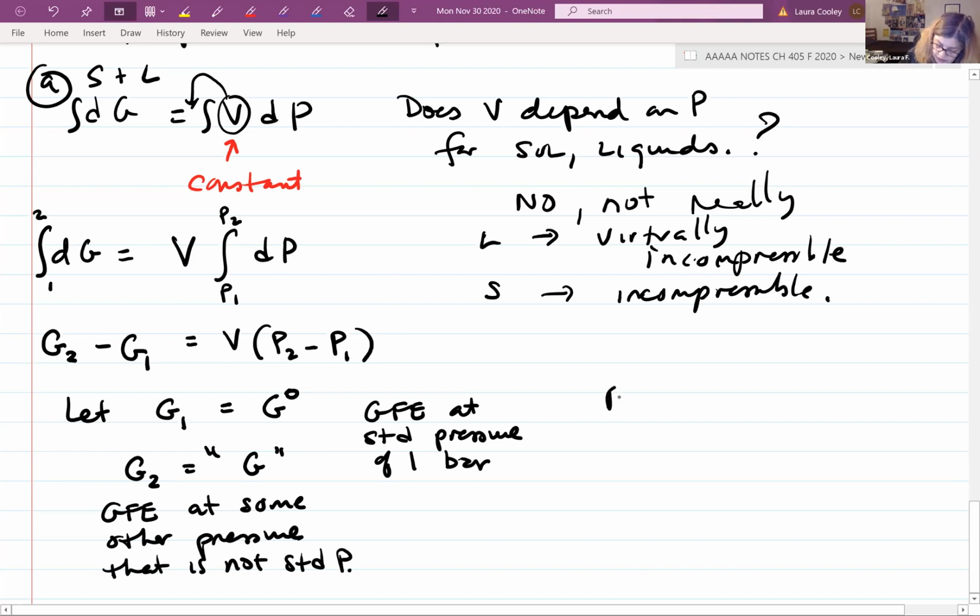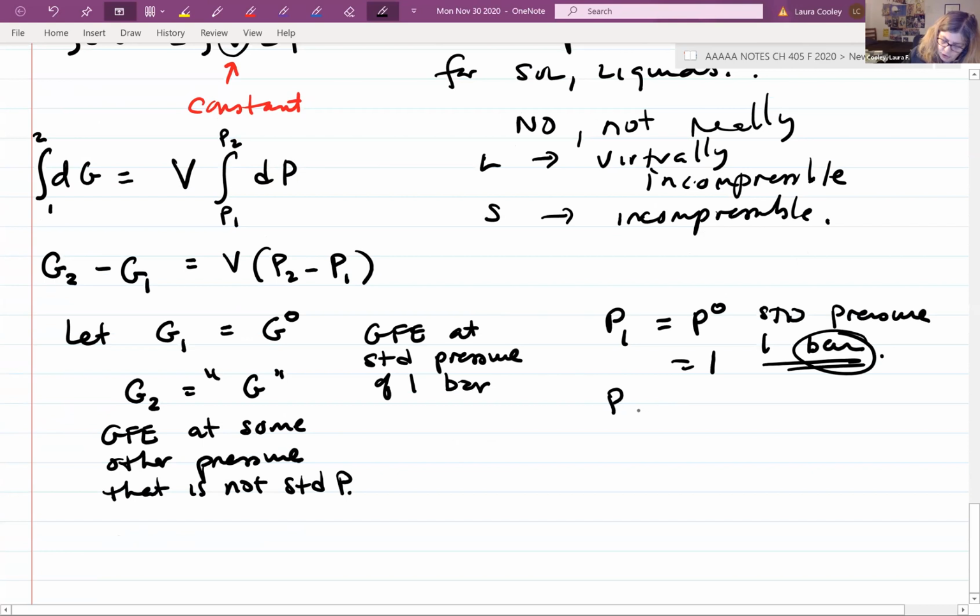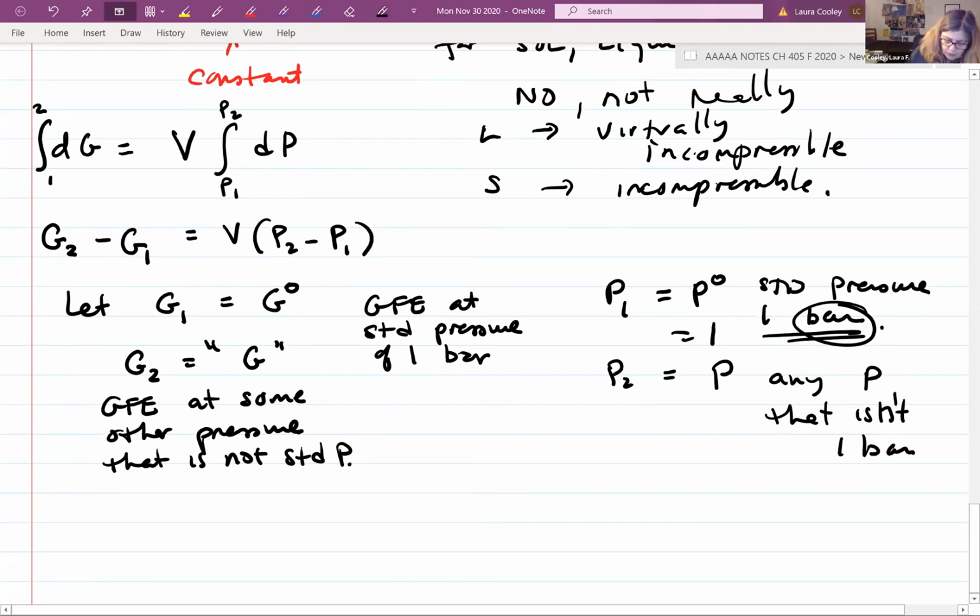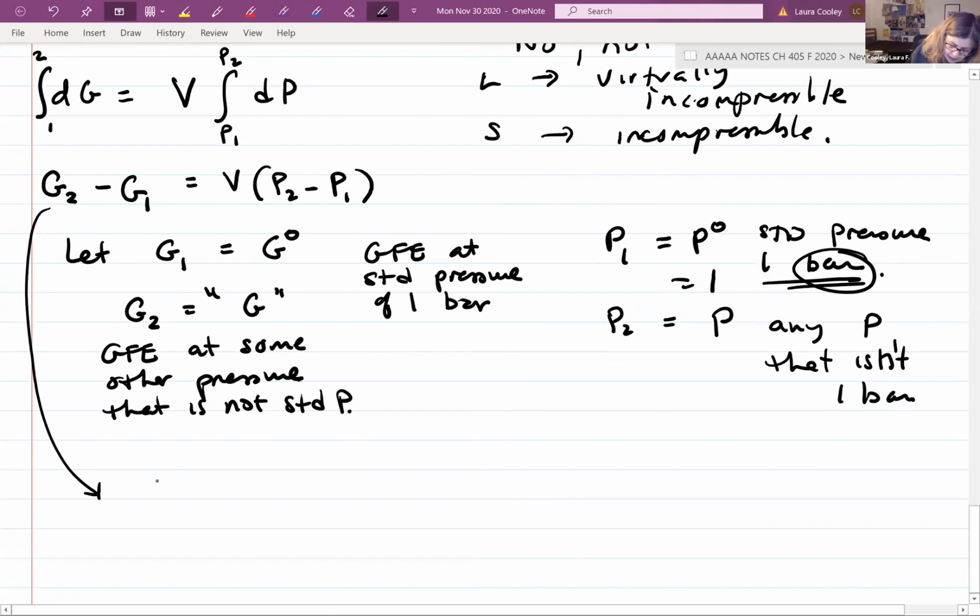And so going along with this, we let P1 equal that standard pressure, which is 1 bar. Okay, so P0 is just really equal to 1 if we make sure we use bar units. So we have to keep that in mind. And P2, well, that's just P. That's just any pressure that isn't 1 bar. So if you take that and put it in here, what you end up with is G minus G0. So this is the difference between the Gibbs free energy at any pressure.